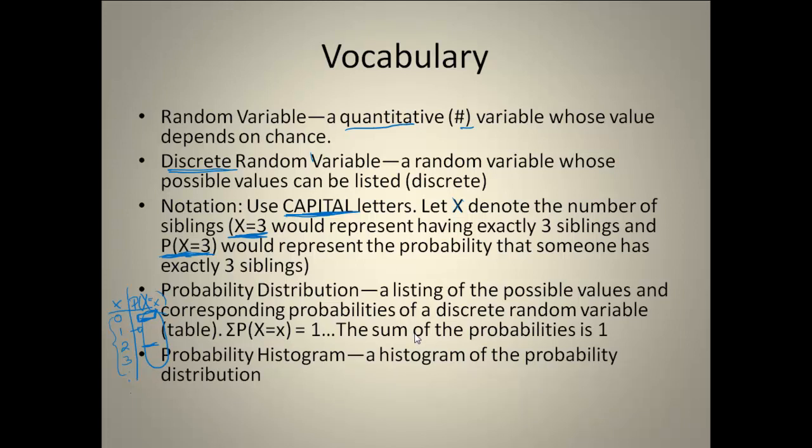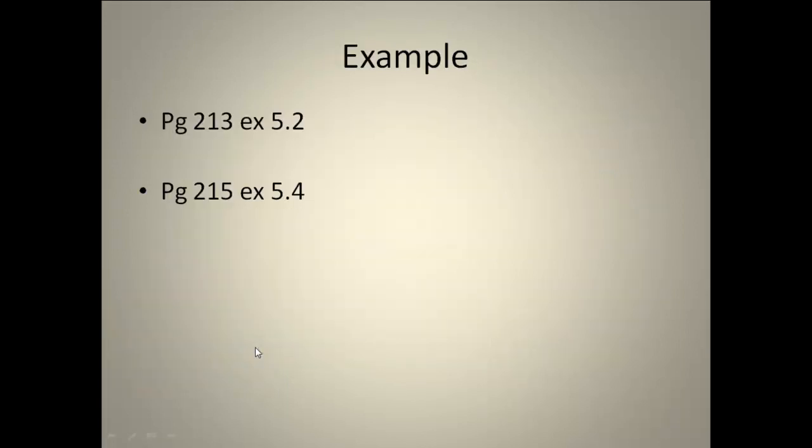Our last vocab word here, a probability histogram. It's a histogram of our distribution here. So you would take this table and change it into a histogram. So we're going to look at page 213, example 5.2. If you read through this one, it is a number of siblings, and it refers you back to example 5.1, where they give us a frequency table. They want us to determine the probability distribution of the random variable x.